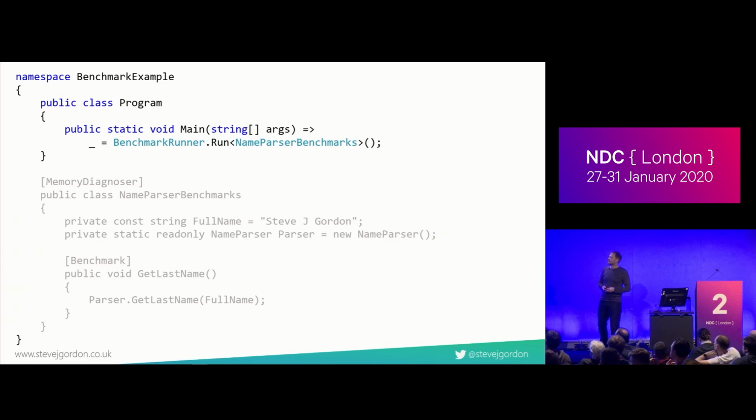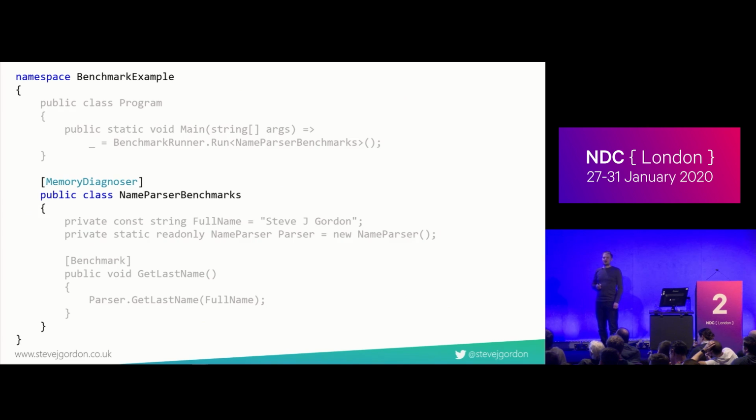And then we're just going to have a very simple program main method here, which is going to call down to the benchmark runner. There are various ways you can have benchmarks execute. The simplest way here is just to say Run and then give it the class that contains the benchmarks that you care about.